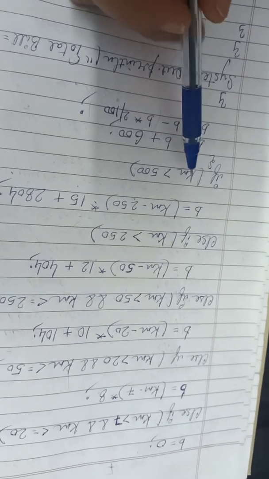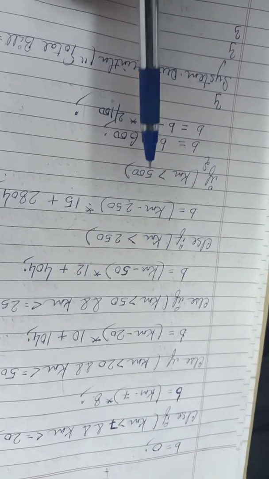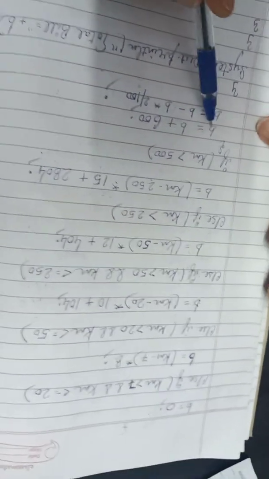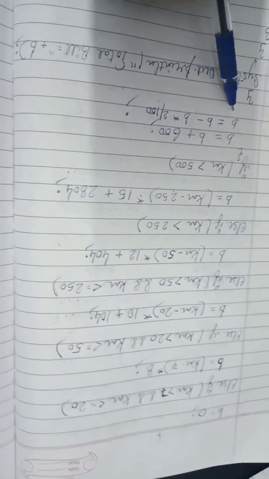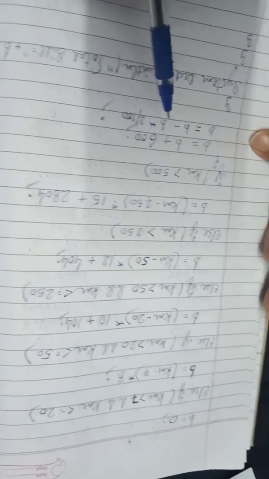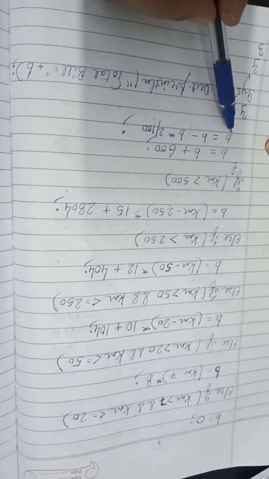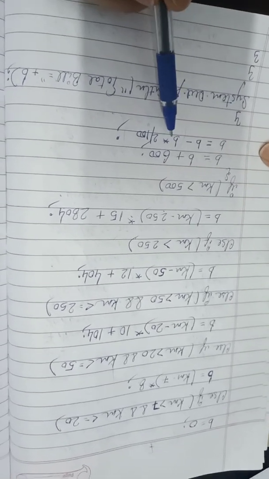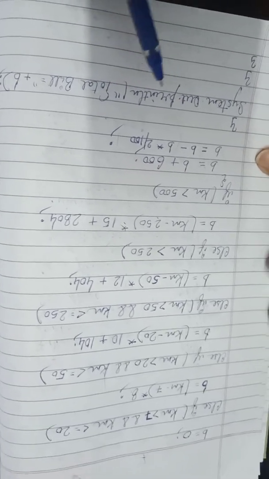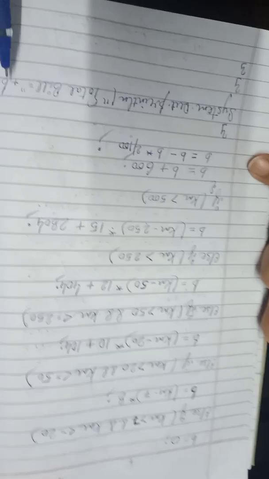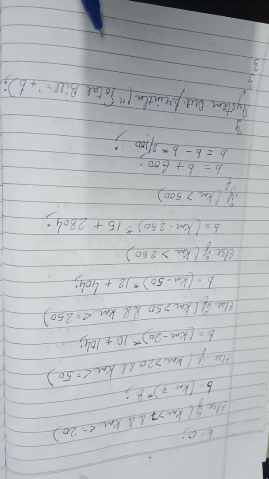Now I have put one condition: if kilometer is greater than 500, the bill was 600. Now we will calculate the discount also, because on this value we have given a 2% discount. So bill is equal to bill minus bill into 2 upon 100. Now we will just print "total bill is equal to" plus bill, and semicolon.